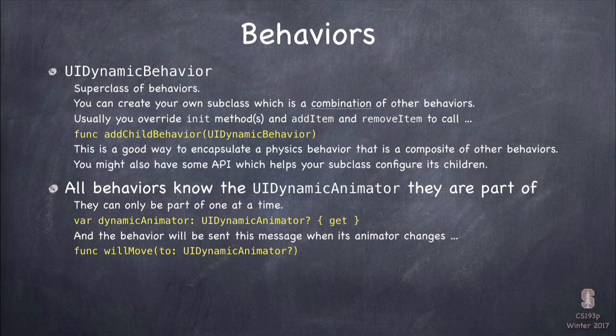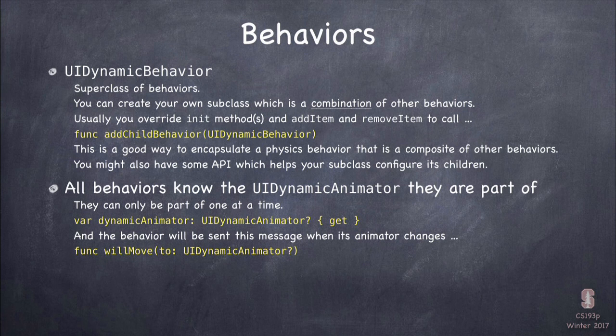All behaviors of any kind know the dynamic animator that is currently animating their behavior. Remember I said there's this UIDynamicAnimator at the top. You add all the behaviors to it. All the behaviors know the one they're in. They have a var called dynamicAnimator, which could be nil because they might not be currently being animated. They also find out with the method willMove(to:) every time they're either removed from a dynamic animator or added to a different one. They can only be animated by one. Sorry, they can never be animated by multiple dynamic animators. That would make no sense. They'd all be fighting each other. So this is just telling them the one that they move to.